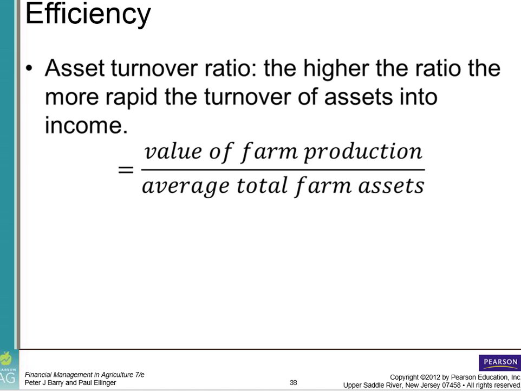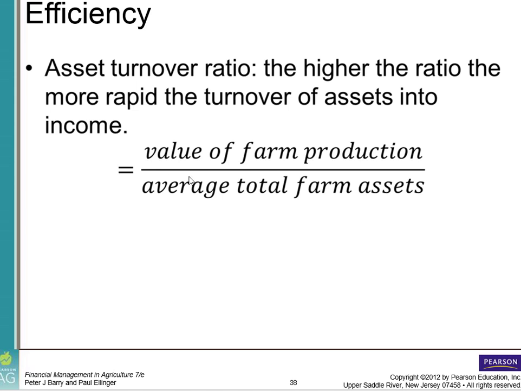And then, of course, finally, you have efficiency, that is the asset turnover ratio. The higher the ratio, the more rapid the turnover of assets into income. So again, you always want to be as efficient as possible. The implication being that if you're spending money, if you're buying assets, you rented land, you bought equipment, you want the money to come to you as fast as possible.